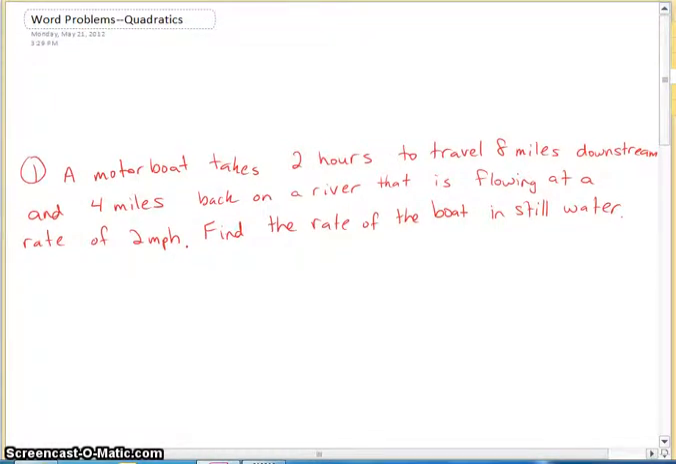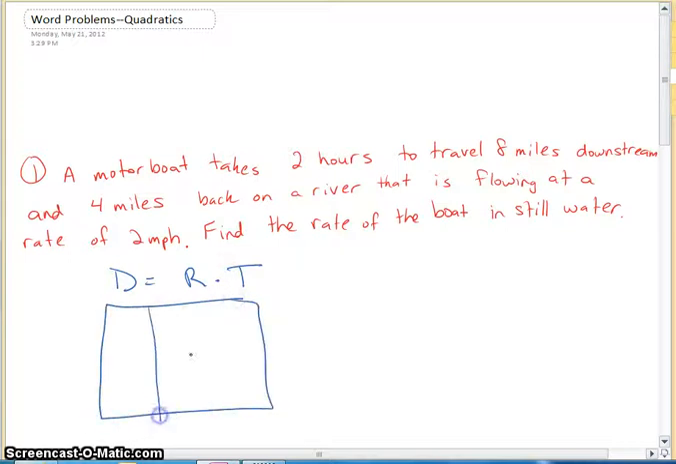you have any questions. Alright, the first problem is a motorboat takes 2 hours to travel 8 miles downstream and 4 miles back on a river that is flowing at a rate of 2 miles per hour. Find the rate of the boat in still water. Hopefully you recognize this as a distance equals rate times time problem.